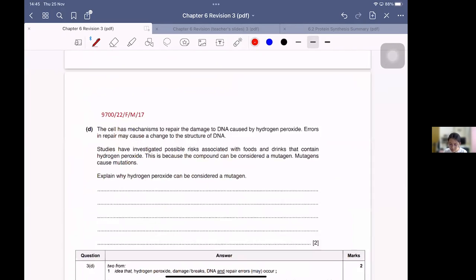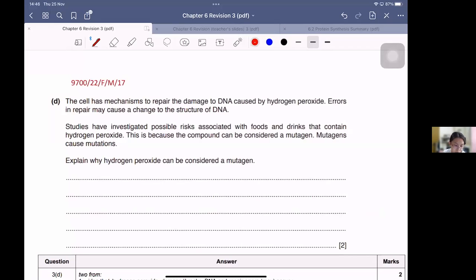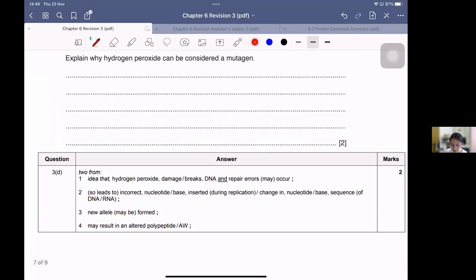So the next question. The cell has mechanisms to repair the damage to DNA caused by hydrogen peroxide. Errors in repair may cause a change to the structure of DNA. Studies have investigated possible risk associated with foods and drinks that contain hydrogen peroxide. This is because the compound can be considered a mutagen. Mutagens cause mutation. So explain why hydrogen peroxide can be considered a mutagen. So just now I've already stated that gene mutation can occur due to DNA damage by mutagens, radiations, and misrepair. So let's look at the mark scheme.